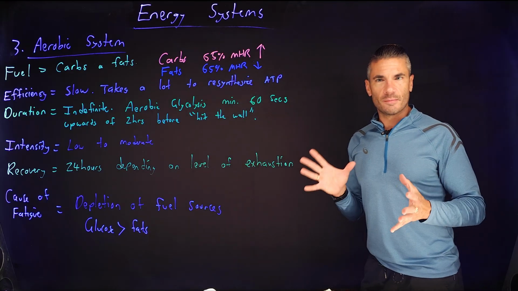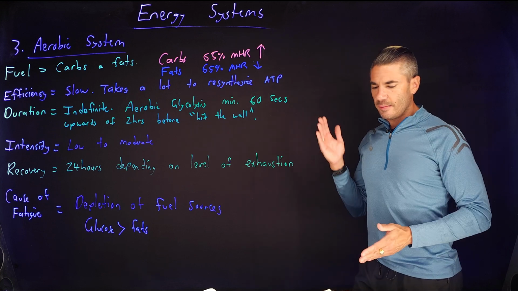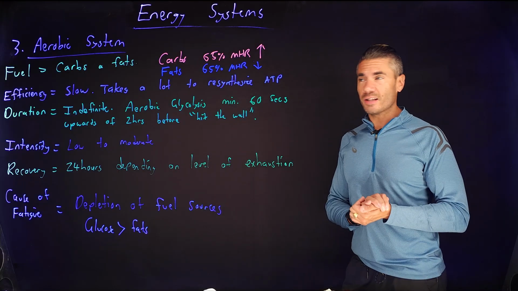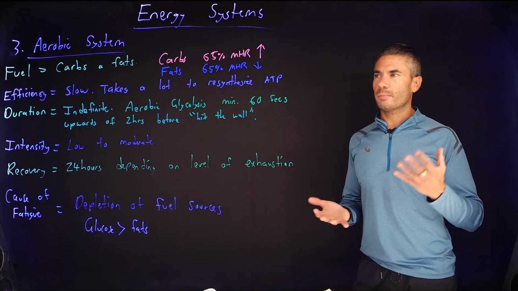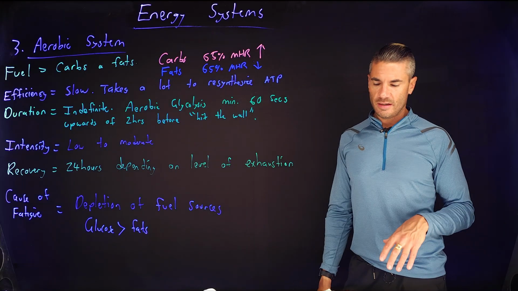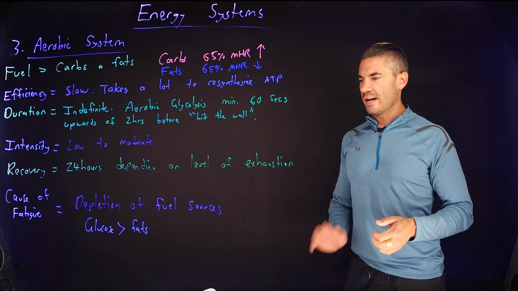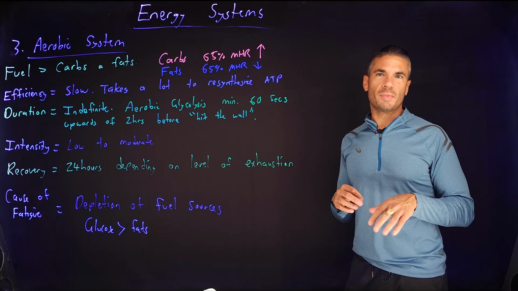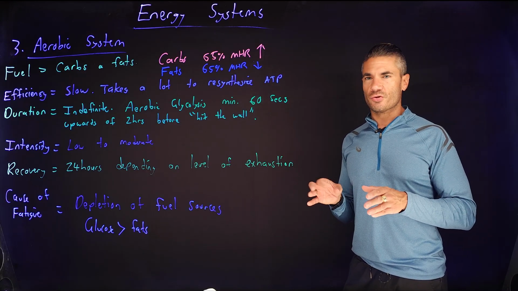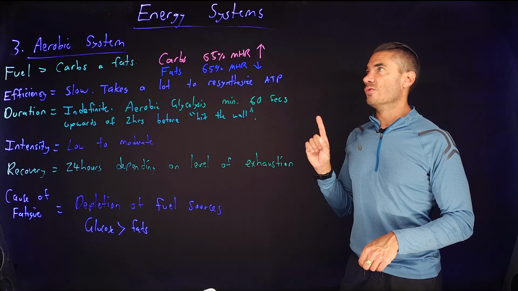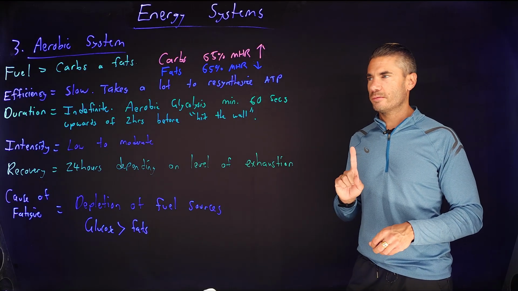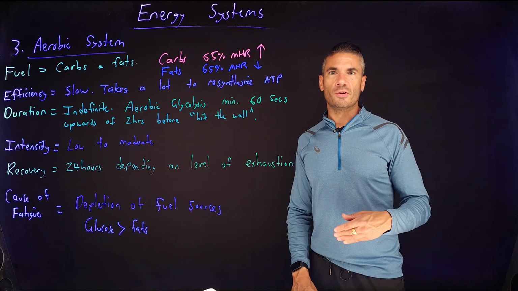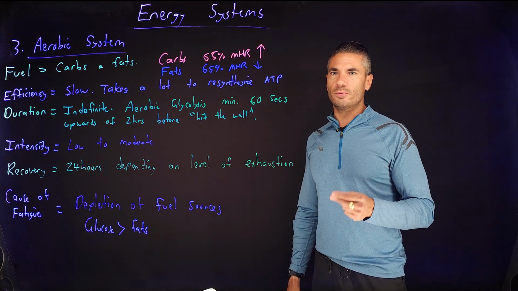The efficiency of this system, though, is slow. Unlike the ATP-PC and the lactic acid system, which can resynthesize ATP pretty quickly, this takes a while. This is a long system, but it's always running. So think of it like a really old diesel car that you can just fill up and its top speed is like 40 kilometers per hour, but it can drive all the way from here to Townsville on one tank of fuel, as opposed to a Porsche that needs to refuel about 10 times between here and Townsville, but it will get there quick.